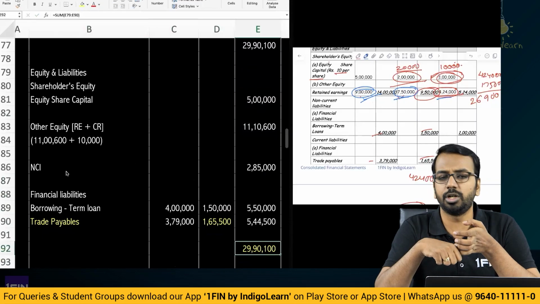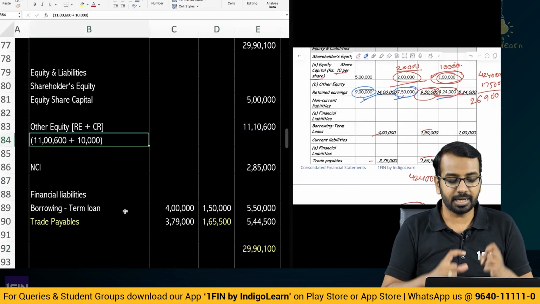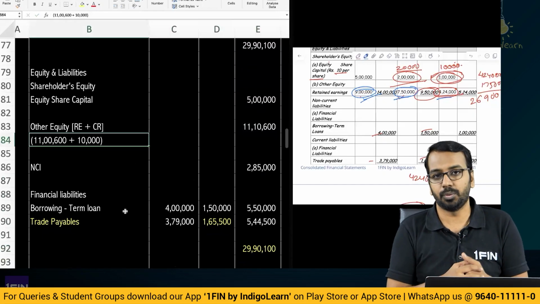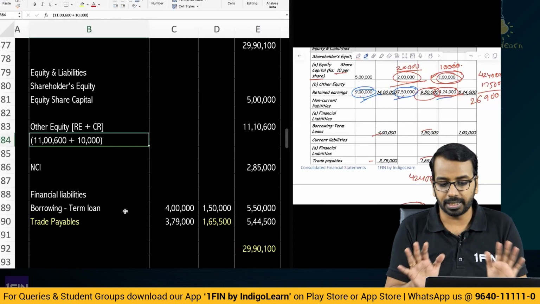Okay. Things where we could have made mistakes: trade payable adjustment, then unrealized profit or loss of the associate. Those are the only two critical areas, and the capital reserve which comes out of the acquisition of the associate, that we have to add under other equity. If this is taken care of, this question is simple and straightforward. No need to worry at all.